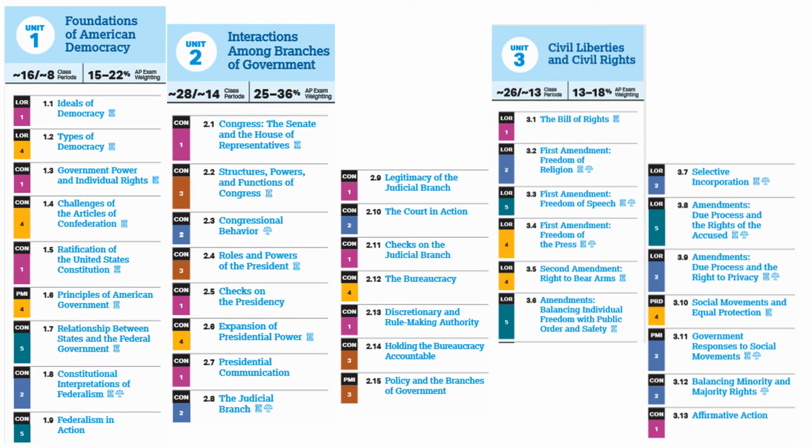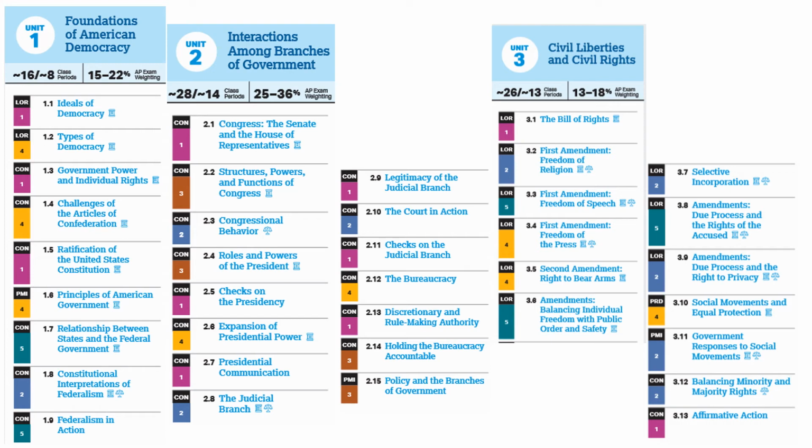Just so you are fully aware of what's going to be fair game according to College Board, I've listed it here for you. All the major concepts from the units. So unit 1, looking at ideals of democracy, types of democracy, government power and individual rights, challenges presented by the Articles of Confederation, ratification of the Constitution, principles of our government, relationships between the state and federal government, and federalism. Okay, so that's unit 1.